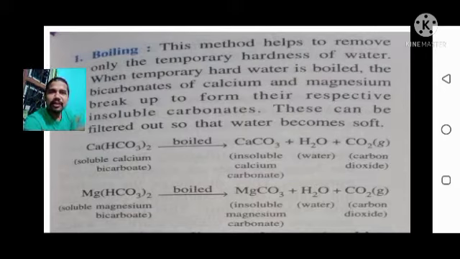So when this soluble calcium bicarbonate is boiled, it gives calcium carbonate, which is insoluble in water, and carbon dioxide evolves out. As a result, calcium carbonate settles at the bottom, and then we can use that water for any purpose. Same thing with magnesium bicarbonate also. Magnesium bicarbonate is soluble in water, but magnesium carbonate is insoluble in water.